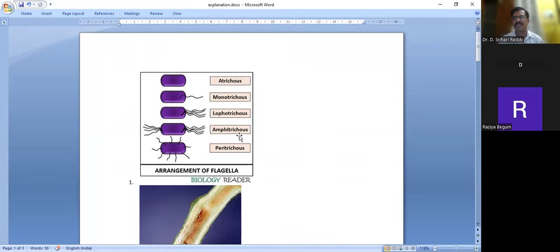They just asked one question: if the bacteria contains flagellum at both sides or two poles, that is called amphitrichous. But sometimes they may ask, if the bacteria has no flagellum, what is the name? That is called atrichous. And if the bacteria contains a single flagellum at a single pole, that is called monotrichous. And the third one is if the bacteria contains several flagellum at a single site.